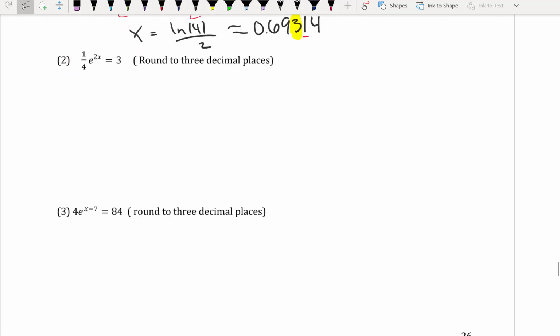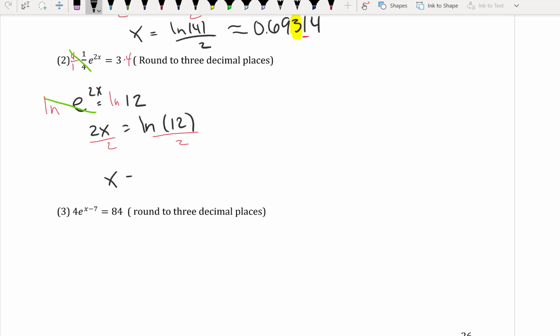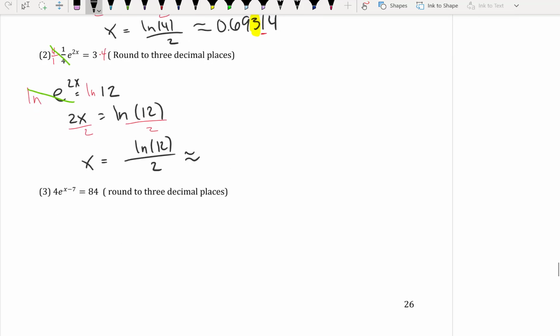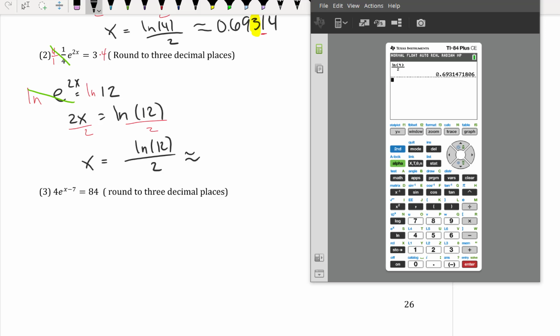Now let's look at number 2. It's the same process. So since it's being multiplied by a 1/4, I can multiply by the reciprocal, which is just a 4. That way I have e to the 2x is equal to 12. Now I can ln both sides. So the ln and e cancel, so I'm left with 2x is equal to the ln of 12. And again, I'm going to be dividing by 2, so that x is equal to the fraction of ln of 12 divided by 2. And so now it becomes a calculator problem.